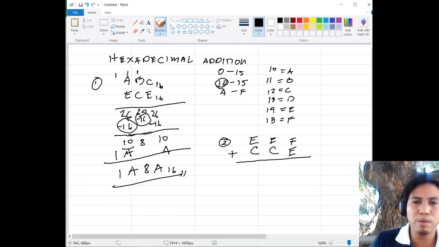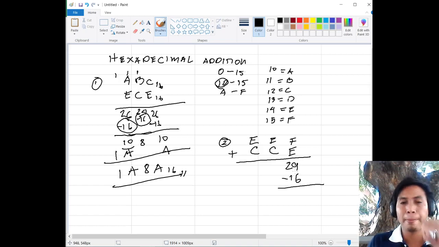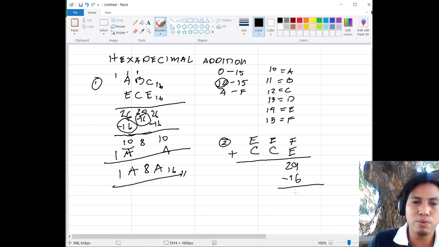So F is actually 15 and E is actually 14. So we have 29. Again, this is an invalid digit. So you subtract 16. Now, the resulting value would be 13. So it's still in the range of the digits, 10 to 15. So 13 is in the range. So this is actually D. So we subtracted this one, so we need to carry it out.